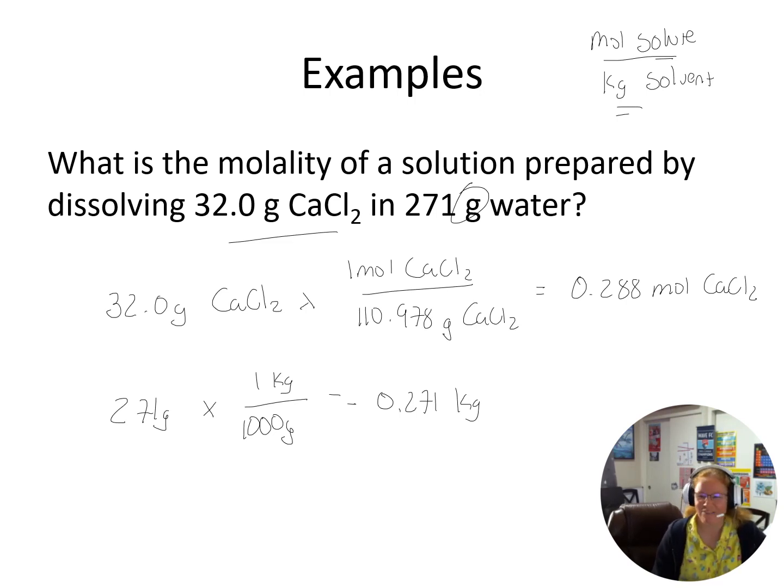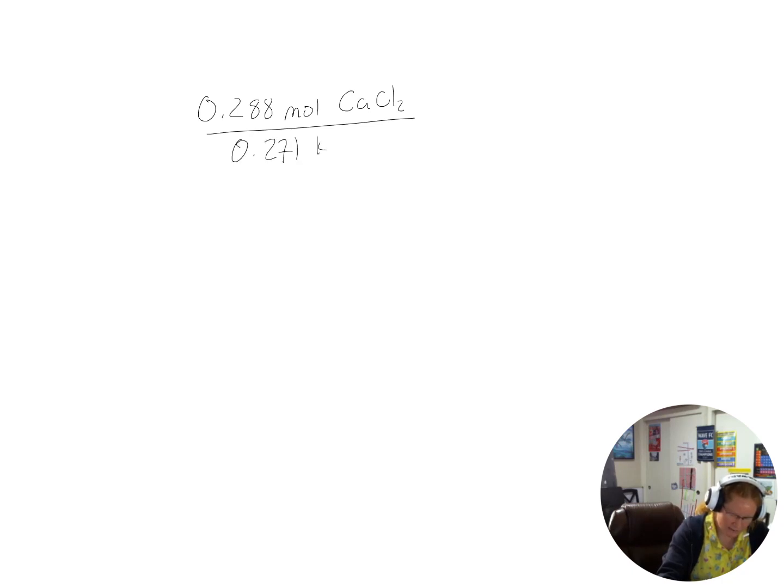All right, so now I have moles and I have kilograms, so I can solve for my molality. So I'm going to take my 0.288 moles of my calcium chloride, and my 0.271 kilograms of my water, and I'm going to get 1.06, and this is lowercase m because it's molality. So we say this is 1.06 molal calcium chloride.